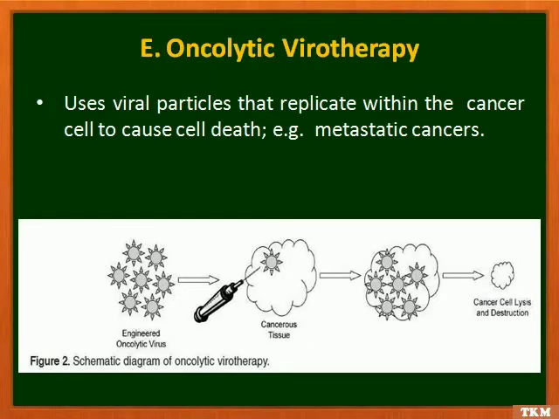Coming to the next approach, oncolytic virotherapy. In this we use viral particles, that is, viral vectors that replicate within the cancer cell and cause cell death. Examples are metastatic cancers. So over here we have a genetically modified viral vector that is injected inside the cancerous tissue, which leads to cancer cell lysis and destruction.